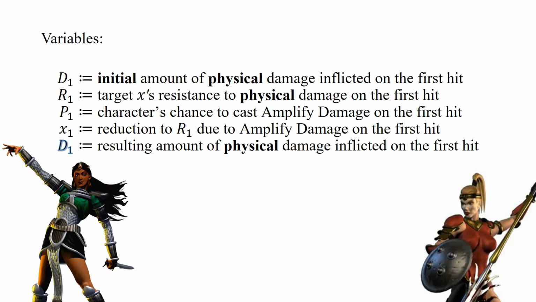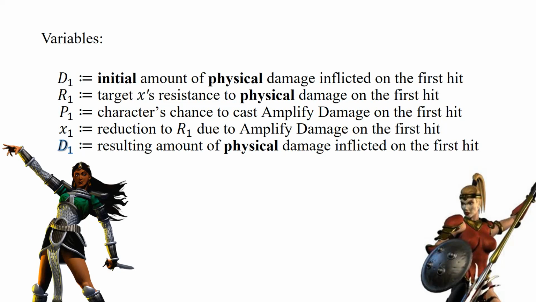That is, we take the initial amount, we multiply it by some factor proportional to the target's resistance to physical damage, right? And we factor in whether or not amplified damage occurred on the first hit, and if it did, the amount that it reduced the target's resistances. So we're interested in D sub 1, R sub 1, P sub 1, and X sub 1. And then this outlined D sub 1 is the resulting amount of physical damage inflicted on that first hit. Whereas the non-outlined one is the initial, that is the unmitigated amount of physical damage inflicted on the first hit. And again, it's worth noting, I've bolded physical because we are assuming for now only physical damage.